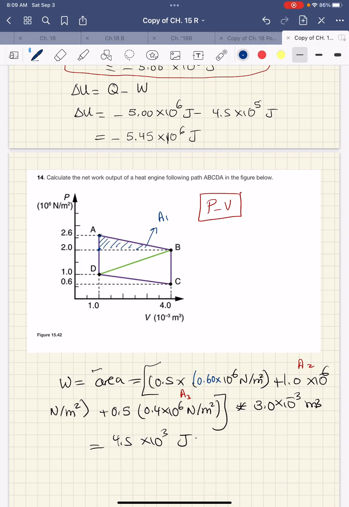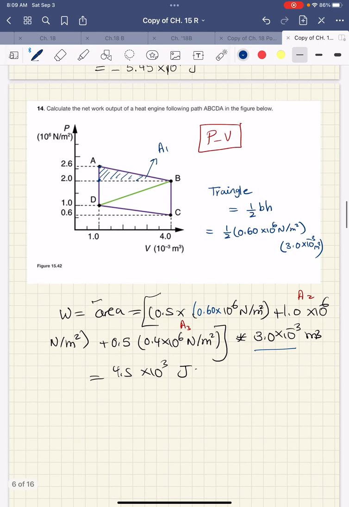Here, any triangle is going to be 1/2 base times height. Let me explain to you, because here I factored. Then the first one, area 1, is 1/2 times 0.6 times 10 to the 6 multiplied by the volume, which is 3. And here, remember, if I have the scale multiplied by a number, then you should include it in the calculation.